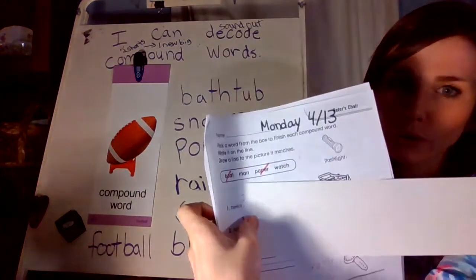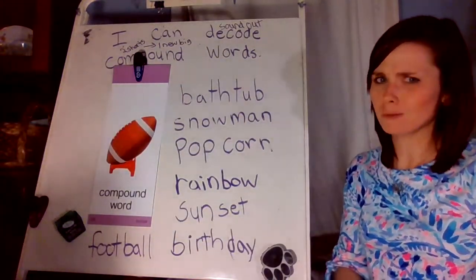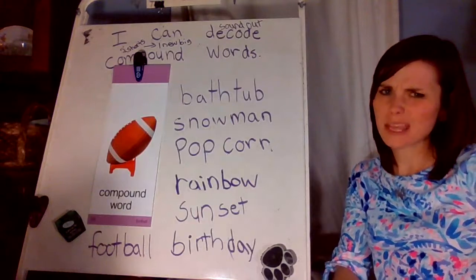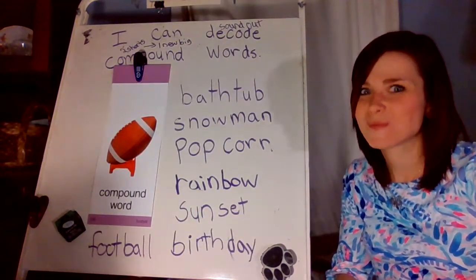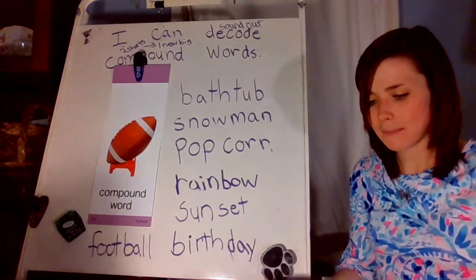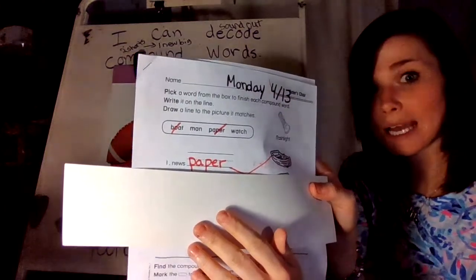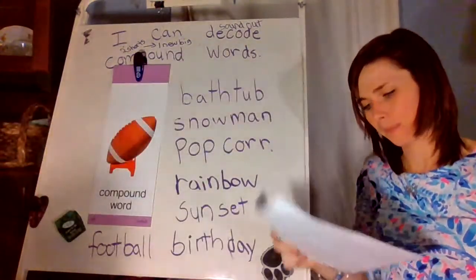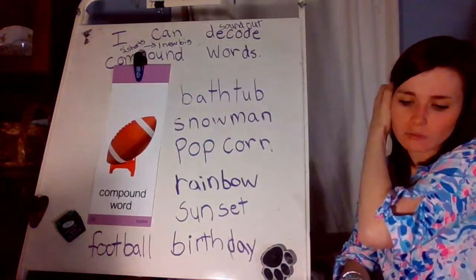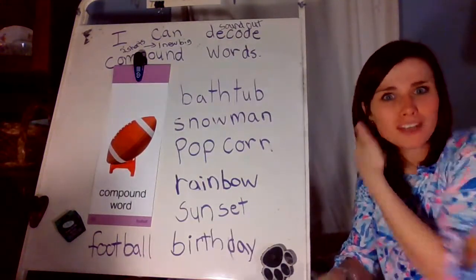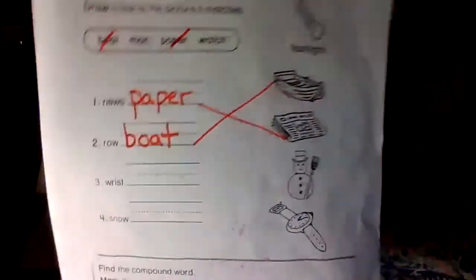It says news. All right, so it goes news boat? No. Newsman? No. Newspaper? Yes. So you will write paper on the line, and then you will draw the line to the picture of the paper. Then you'll go to number two. It says row. Is it rowboat? Yeah. And then you'll write boat on the line and connect it to the paper.